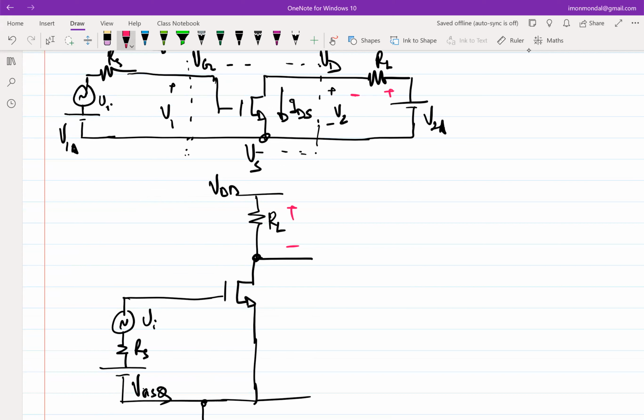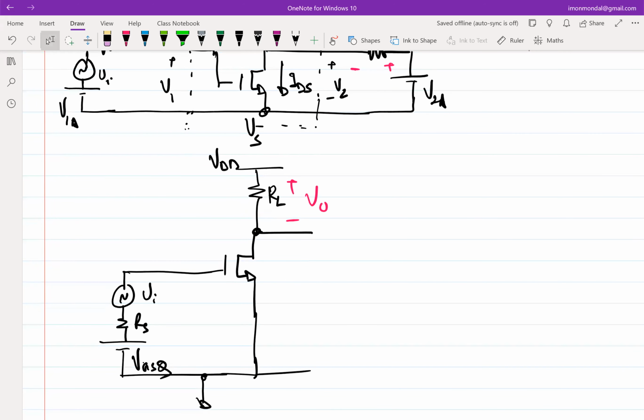So this becomes V0. Now could you comment, if I take the output like the one that I have shown in this figure, and instead I take the output like this, let's say V out, what is the relationship between this V out and V0? Right. So incrementally, can you comment what will be the relation between V out and V0? Right. So incrementally, V out will be minus V0, right?